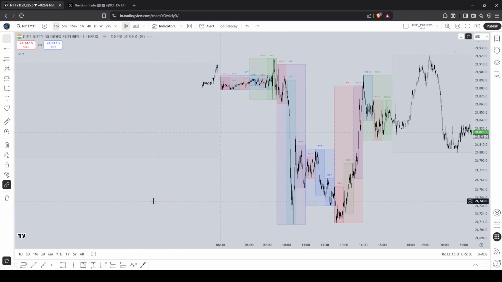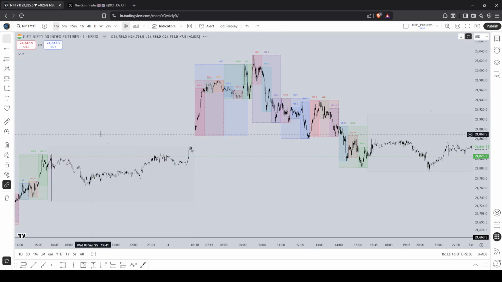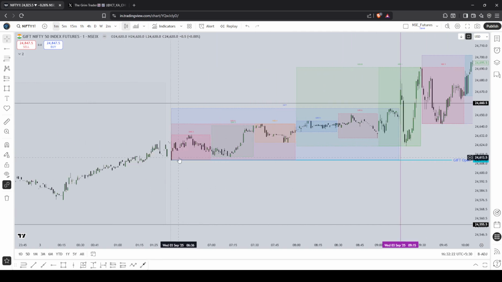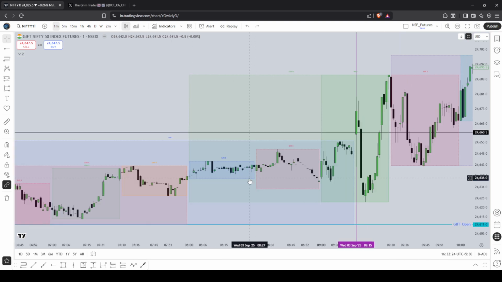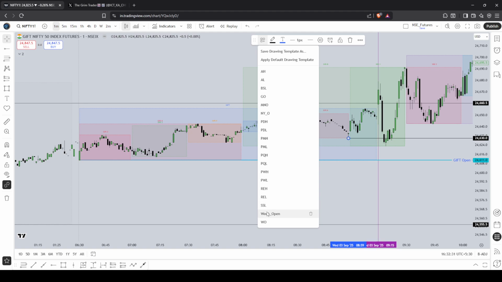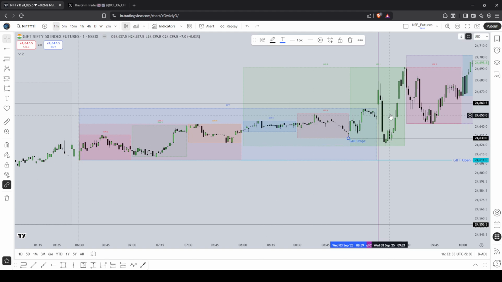Let's go down to the 1-minute time frame. I'm going to teach you the continuation. It's there again. See, this is gift open at 6:30 in the morning. This is the previous 30-minute cycle low, which just got purged. This is a purge and revert.